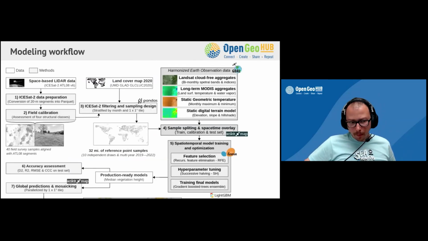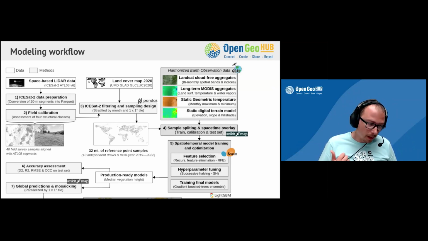So for the modeling pipeline, we did all this pre-processing and prepared the data. We are talking about 32 million reference samples with vegetation height, median vegetation height, covering 4 years: 2019, 2020, 2021, and 2022. And we used a machine learning pipeline to model that, with a different set of Earth observation data. Next slide, please.